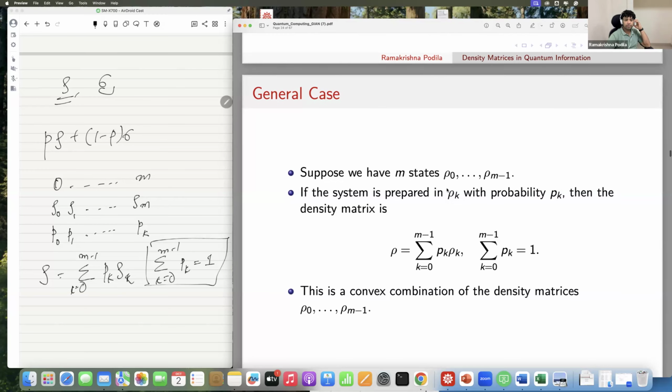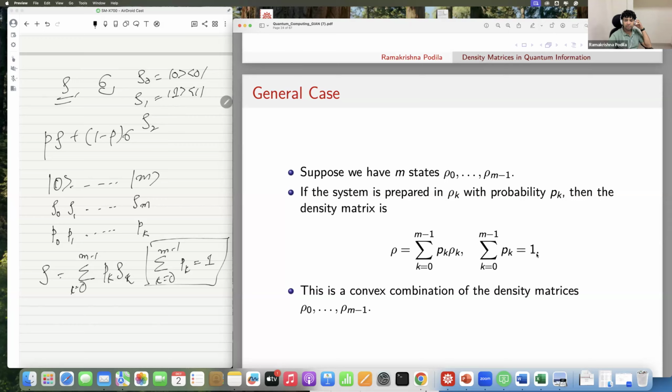Was there a question? Rho 0 up to rho m, what are these? Those are the density matrices for the states, so state 0 to m, right? So rho 0 would be the density matrix of state 0, rho 1 would be a pure state density matrix. Whatever state it is, it doesn't matter. If you have a bunch of density matrices, all we are saying is you can combine them in a convex fashion such that the total weights would sum up to 1.